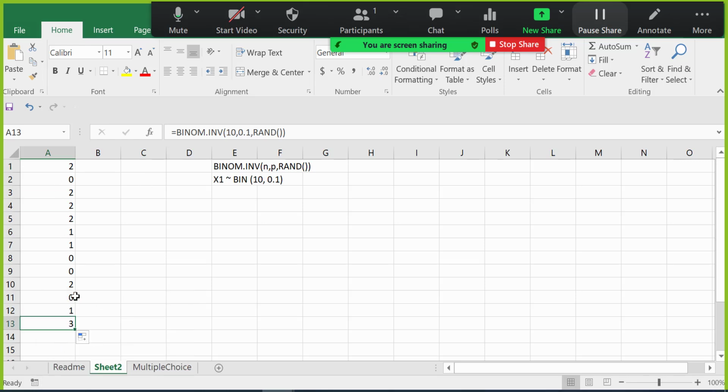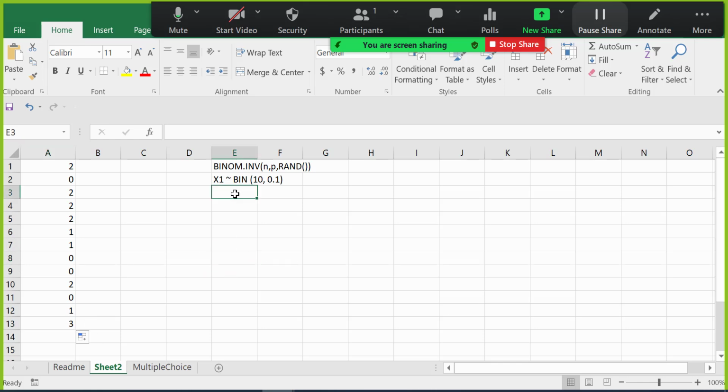So I would suggest this time you generate like 5,000 of them. It's like doing the experiment 5,000 times. So each time, that's 10 trials. This column shows the value of x. Out of 10 trials could be 2 successes, 0 successes, 1 success.